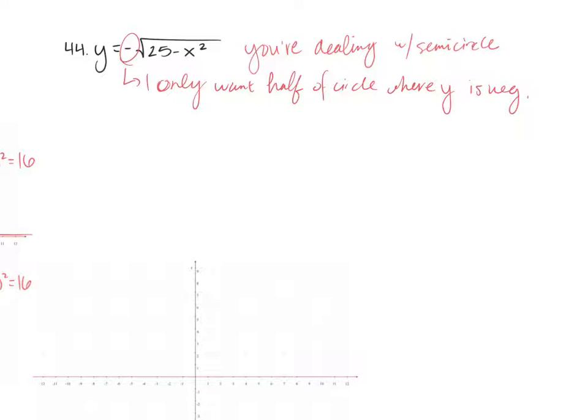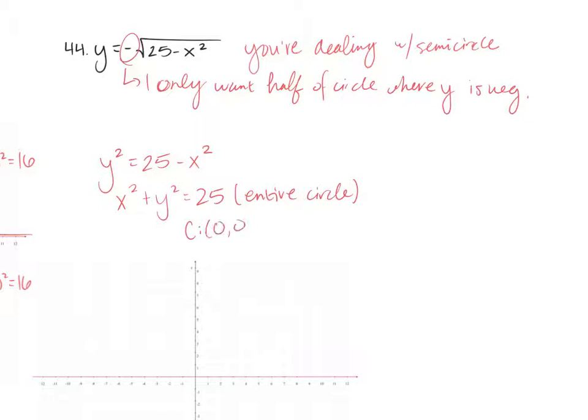Now the only problem is, how do I figure out what my radius is and my center is? And the quick fix to that is to square both sides. So if we square both sides, we get y squared equals 25 minus x squared. And then if we add x squared to both sides, we now end up with the equation of a circle. Okay? But remember, this is the entire circle. It's not half of the circle, and we only want half. So our center is 0, 0, and our radius is 5.